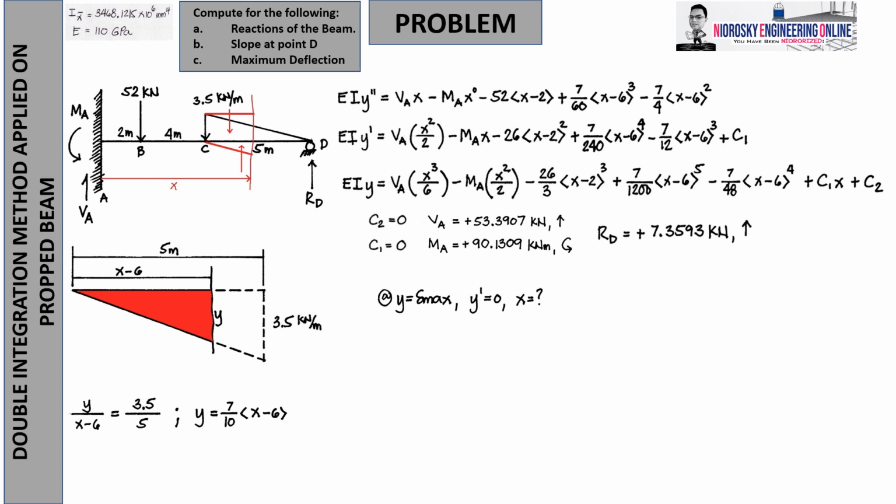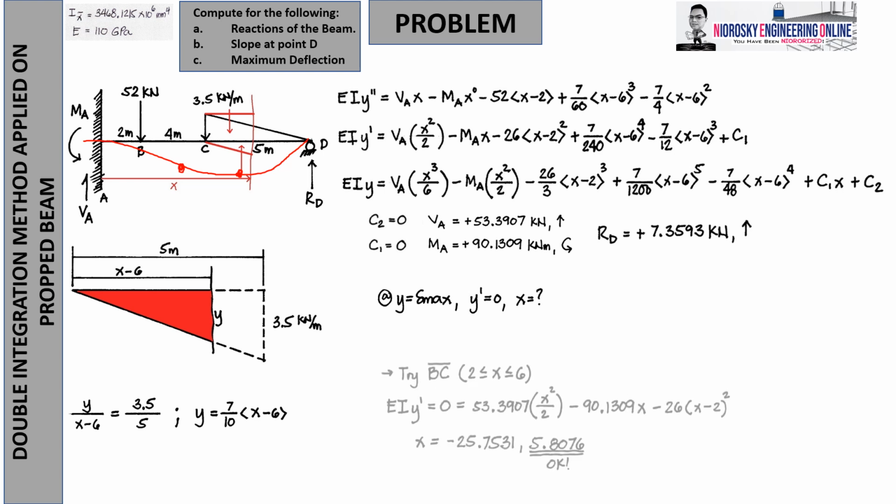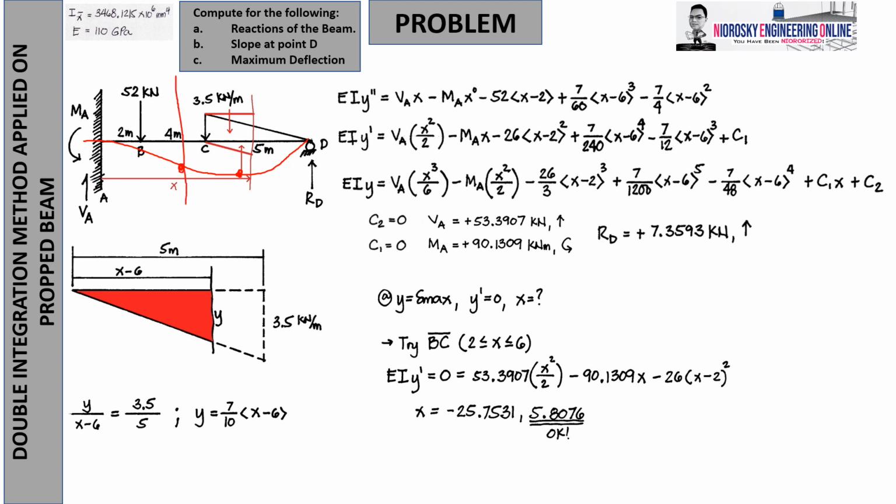Earlier, we drew the deflection diagram. So where could it be? Will it be on point BC? Will it be on CD? It's up to the type of the load that was being applied. So let's assume. If I were to assume at BC, its limiting distance is from 2 to 6, if your 0,0 coordinate is from the leftmost, which is the default case in my discussion of the integration method. So, it is from 2 to 6.